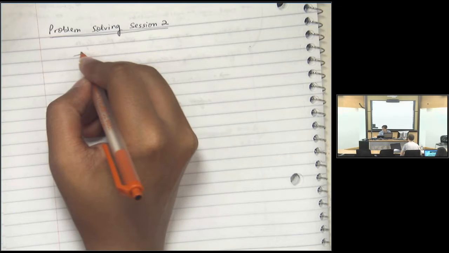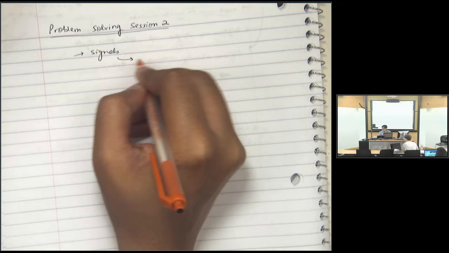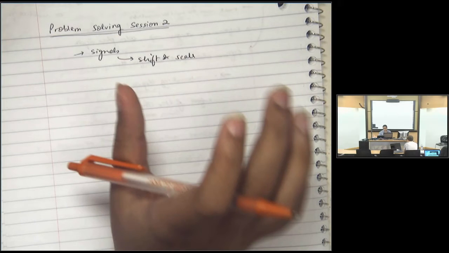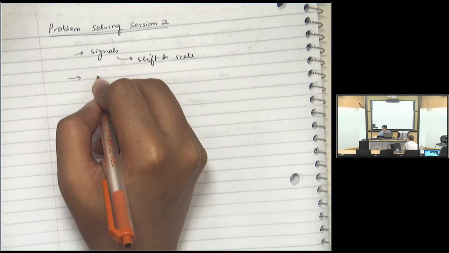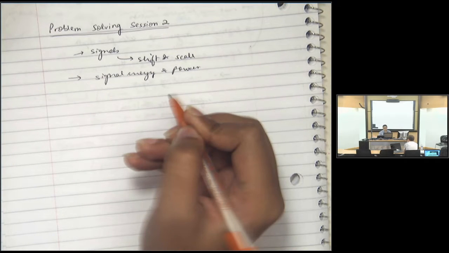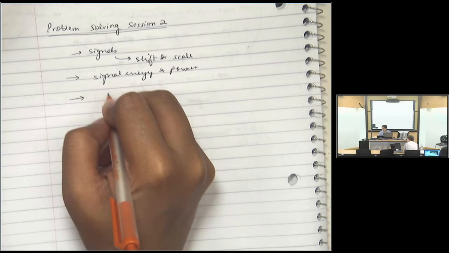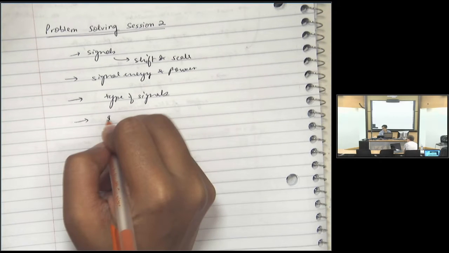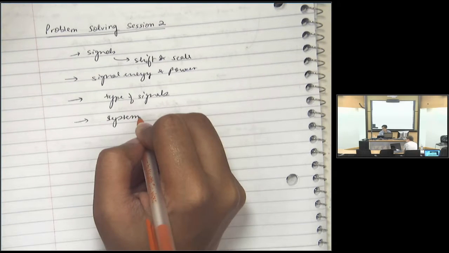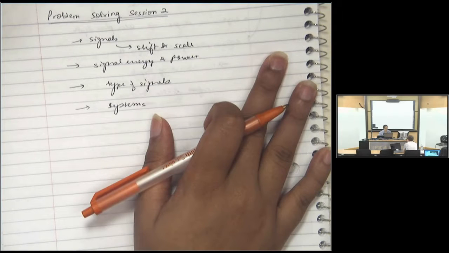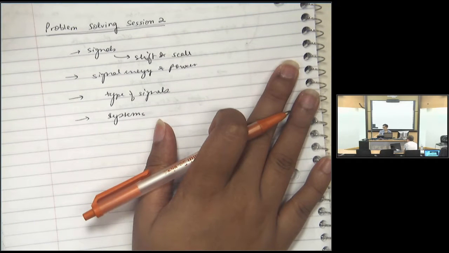We'll be going over signals first, shift and scale. Something that we did last time, but I'll be talking about in more detail and at a slower speed now. Then we'll talk about signal energy and power and how to calculate it in MATLAB. Then we'll talk about types of signals and then systems, types of systems. So that's the plan for today. Just stop me and ask me any questions that you have at any point of time. Okay, so let's start.